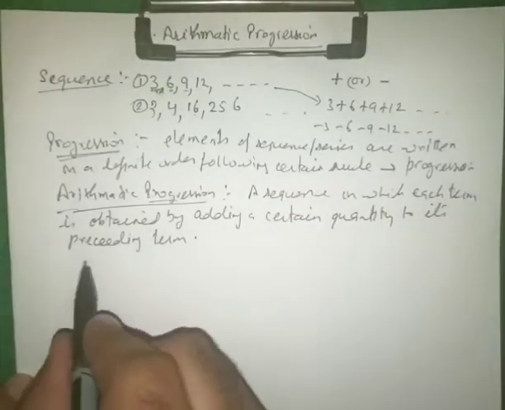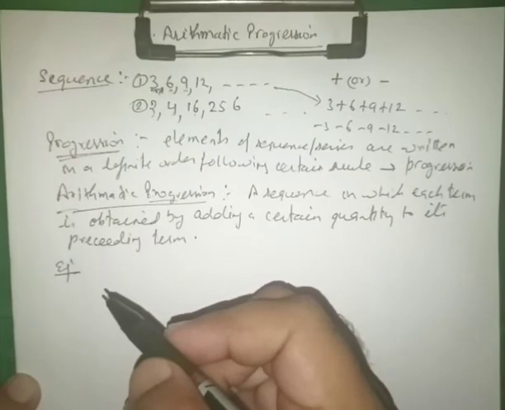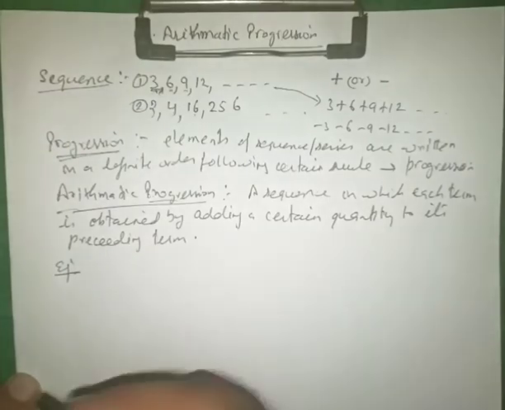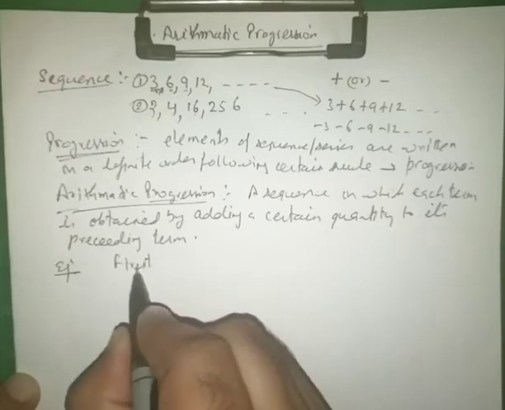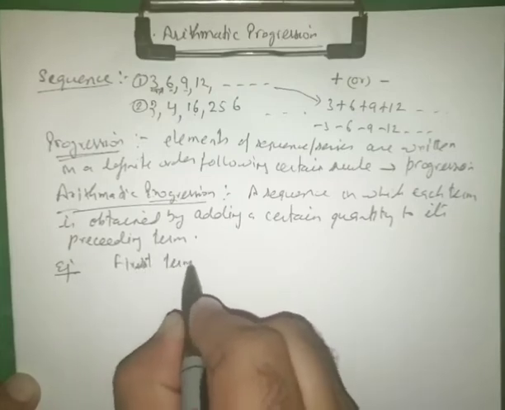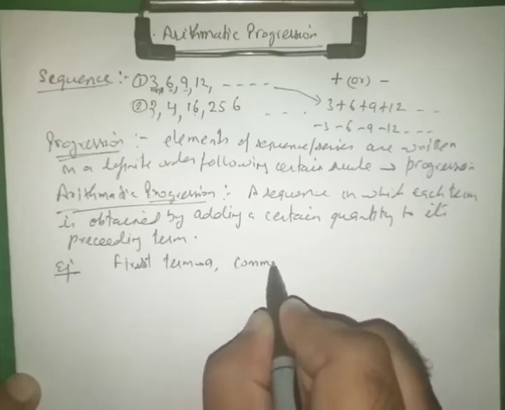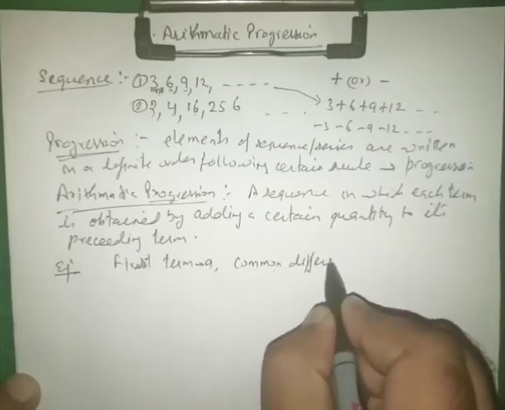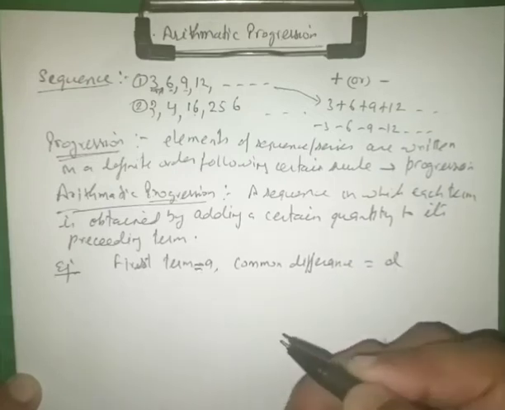Now let us talk about the general term. Let us say that the first term is a, and the common difference is d. Common difference is d.